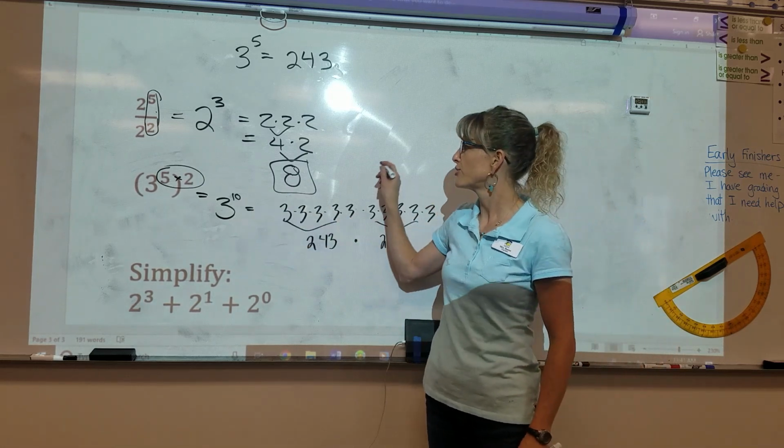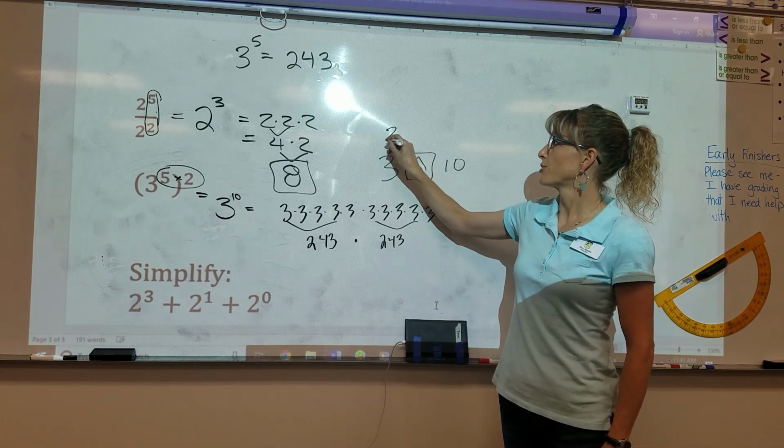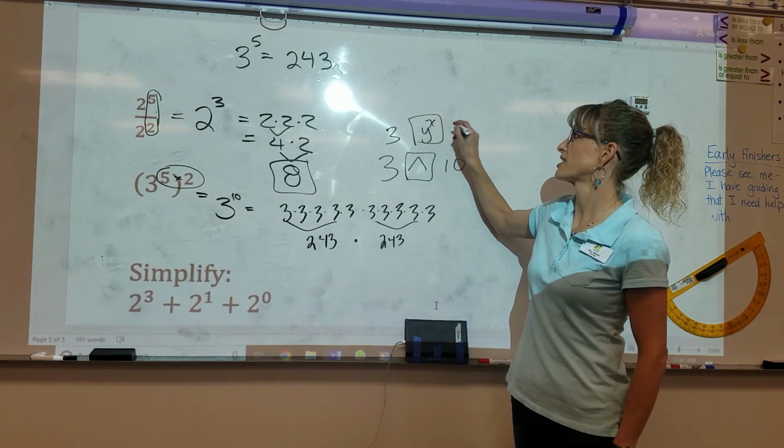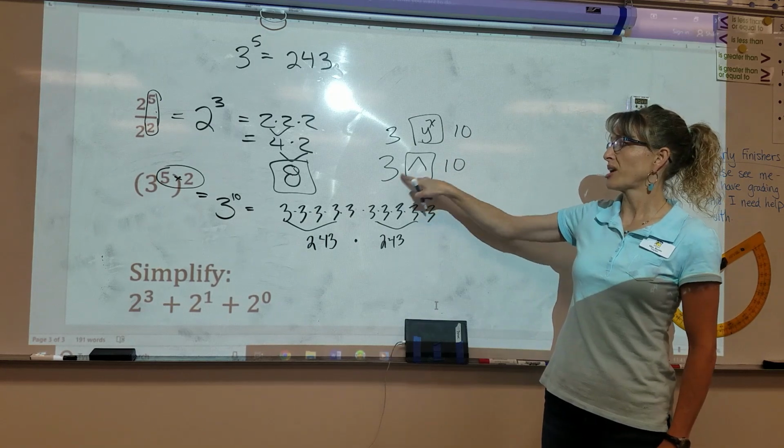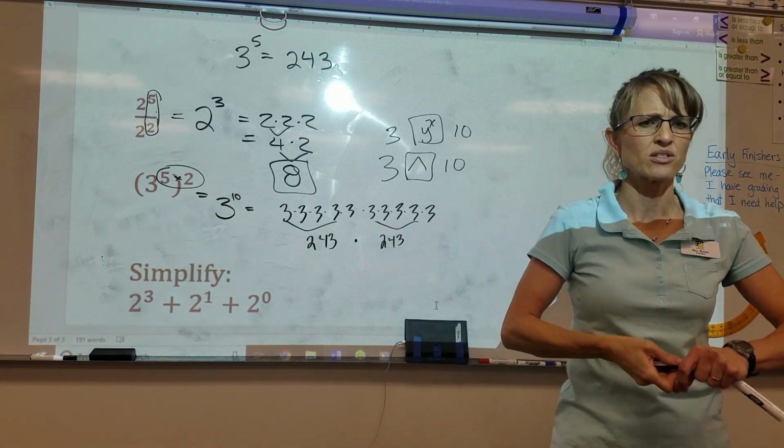Or in your calculator, you can do 3, y to the x, and hit a 10. And that'll take your base and raise it to this exponent. So that's another way. It's a big number. It's like 49,000 or something.